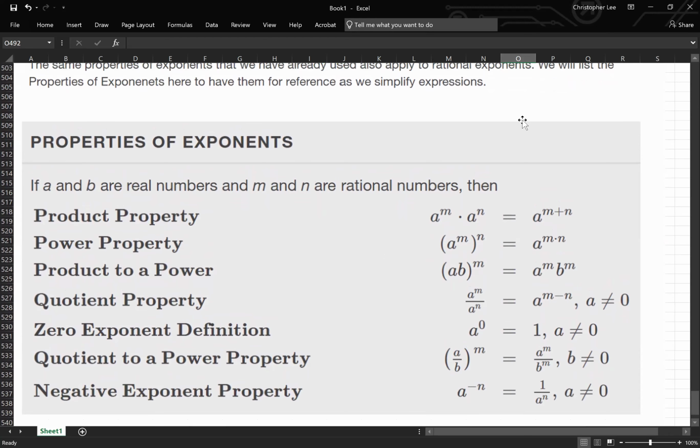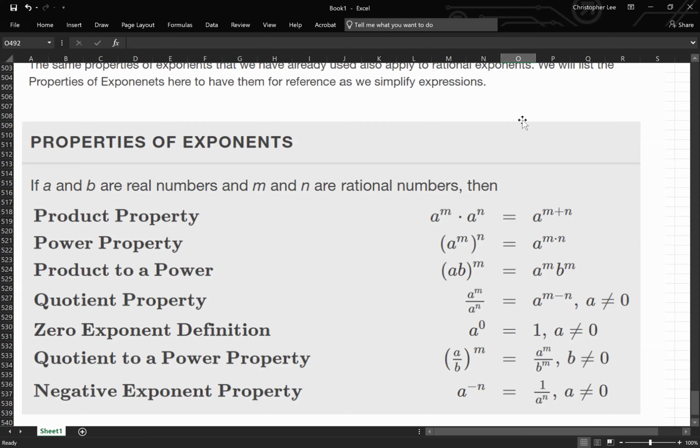If A and B are real numbers and M and N are rational numbers, fractions, then the product property: A to the M times A to the N is equal to A to the M plus N. For the power property, A to the M to the N power, when you raise a power to a power, you multiply. It's going to be A to the M times N power. The product to a power property, A times B raised to the M power is A to the M times B to the M.